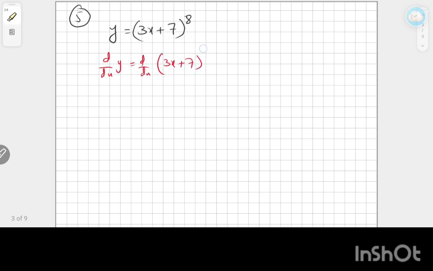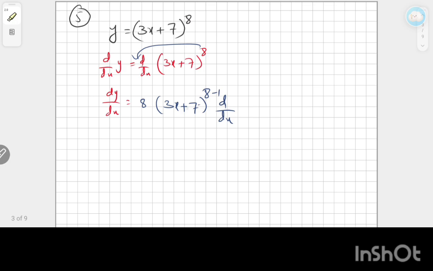(3x plus 7) power 8. Okay, now dy by dx: first the power will go to the start, 8, then we subtract 1 from the power, 8 minus 1. Okay, dear friends, it will be (3x plus 7) power 7. So after subtracting 1 from the power, we will take the derivative without the power term.